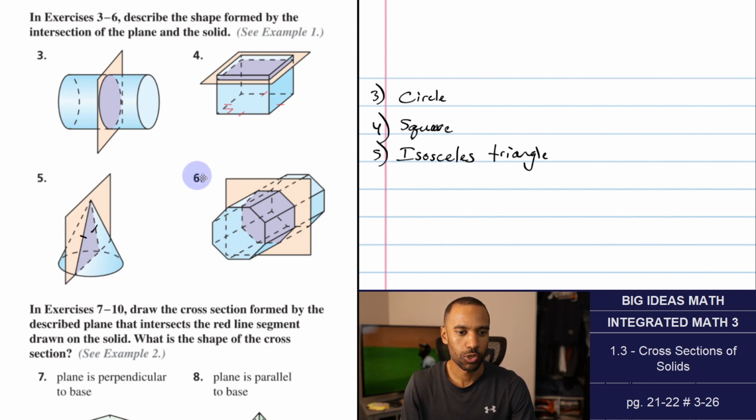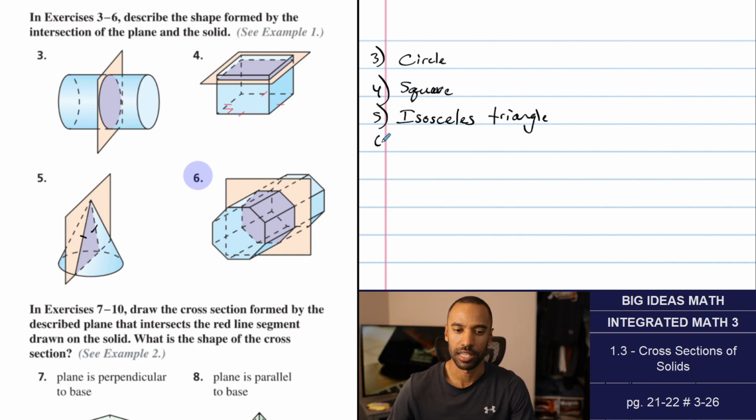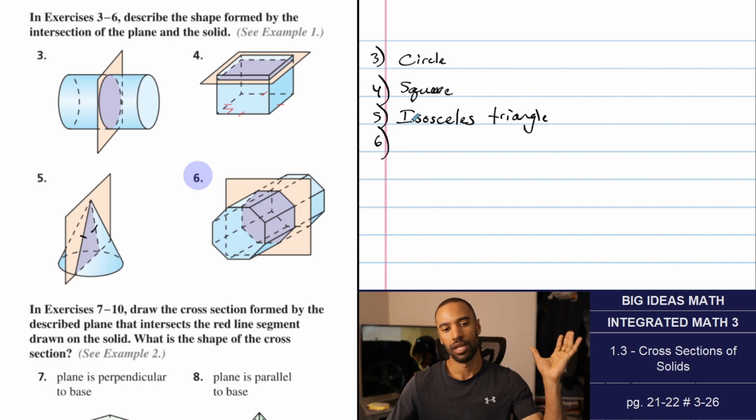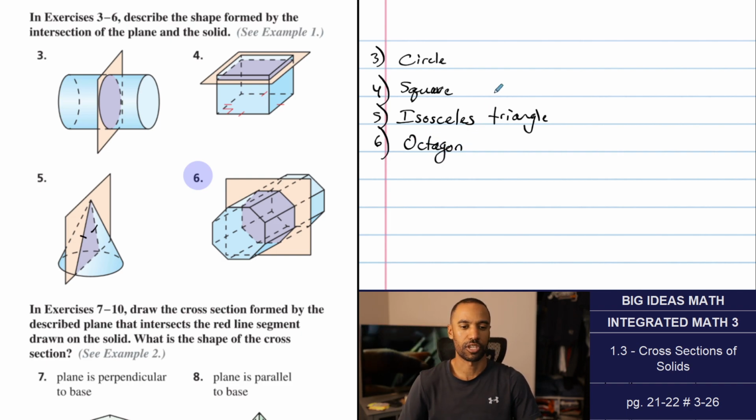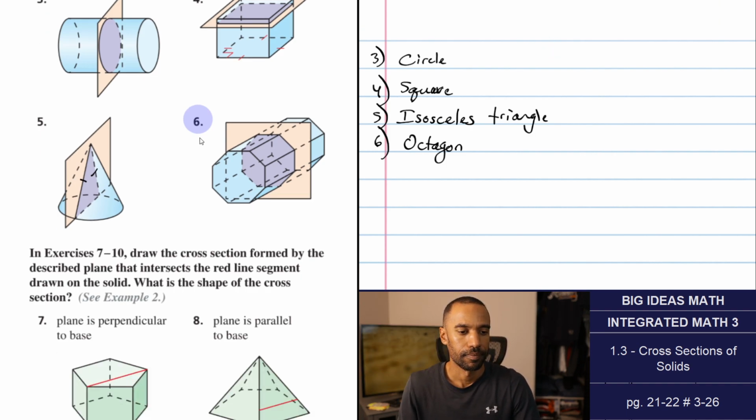And number 6, we have an octagonal prism. It does appear to be a regular octagon, but I can't say that with certainty. It's cut vertically through its laid down version of it. It's parallel to the bases. This is an octagon. Perhaps regular. Don't know. It's at least convex. There's your octagon. Okay. Good.